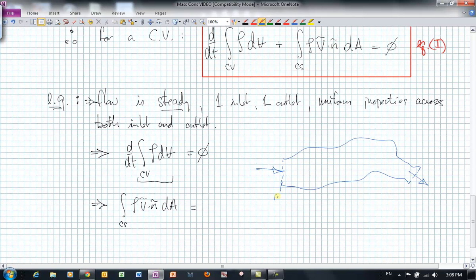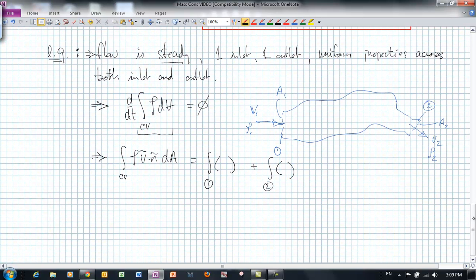I'm going to call that plane 1, I'm going to call that plane 2. And I have properties that are uniform at plane 1 equal to V1, rho 1. The inlet has an area A1 and the outlet has an area A2 with a speed V2 and a density rho 2. So therefore that term is equal to the integral over region 1 of the same integrand plus the integral over region 2 of that same integrand as well, because we only have one inlet and one outlet.